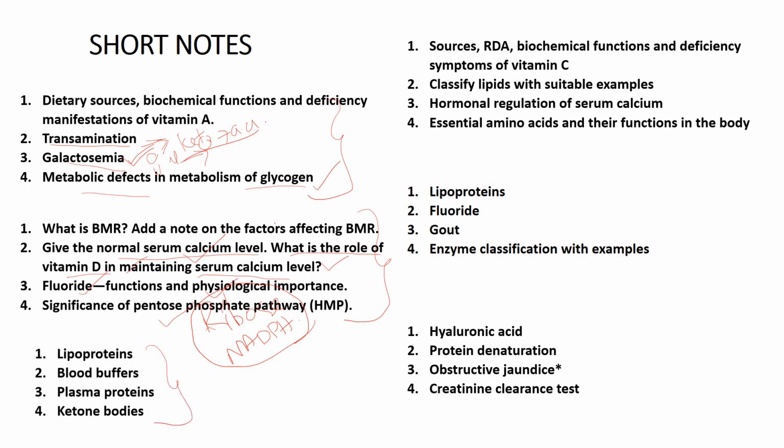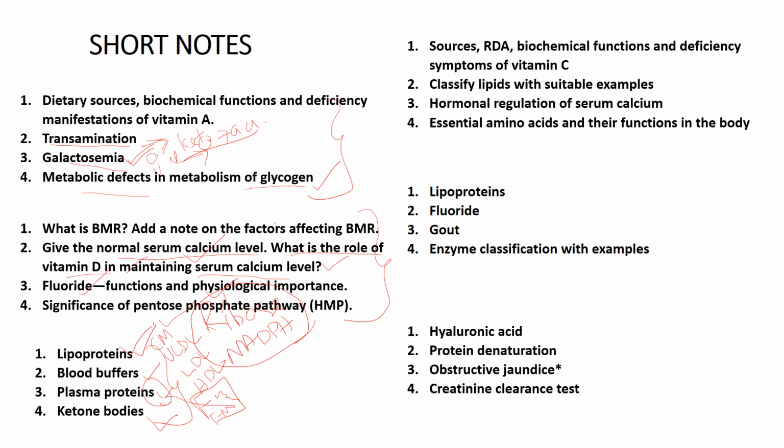And the other set of questions are lipoproteins. For lipoproteins you have to write chylomicrons, VLDL, LDL, HDL, and their importance as carriers of lipids in the circulation. Blood buffers you have to write in detail: bicarbonate buffer, phosphate buffer. Plasma proteins, there is a chart for this. You have to write albumin, globulin, under globulin what the subtypes are, and then fibrinogen. These are the proteins that come under plasma proteins. Ketone bodies, as I said, are acetone, acetoacetate, and beta hydroxybutyrate. This you have to write.